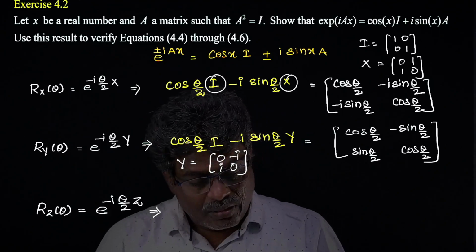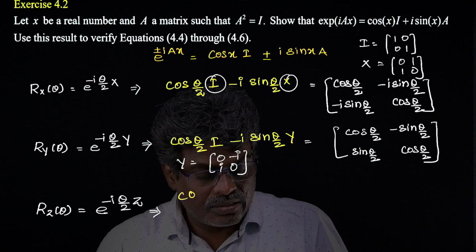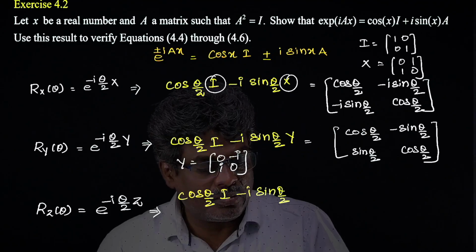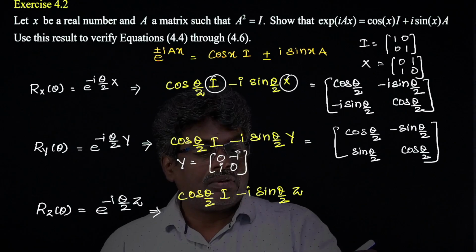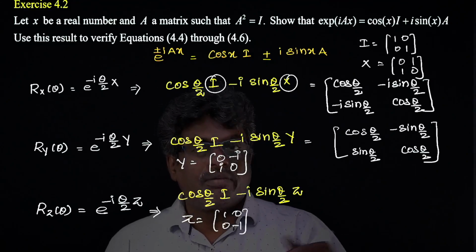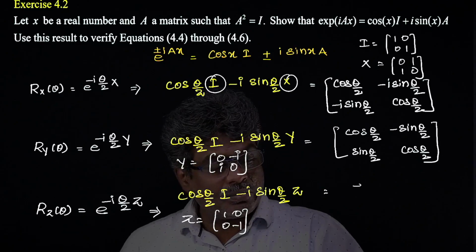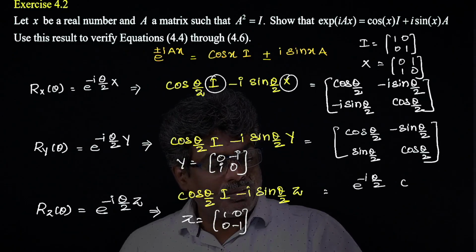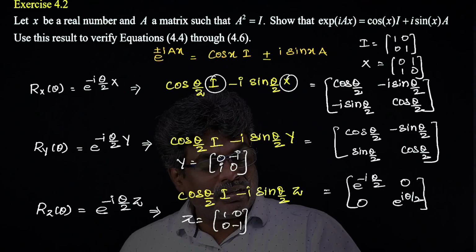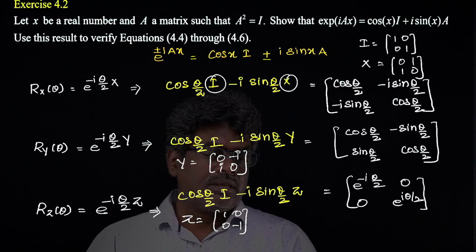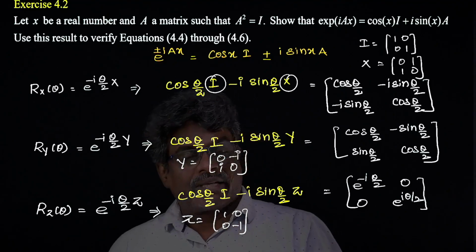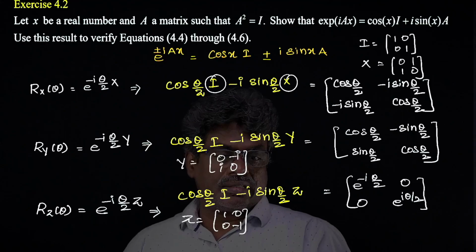Next, Z. Okay, so here similarly, this is cos theta by 2 I minus i sin theta by 2 Z. If you take the Pauli spin matrix Z, which is 1 0 0 minus 1, and substitute here, you will get e raised to minus i theta by 2, 0, 0, e raised to i theta by 2. So these are very important while we are constructing quantum gates. These are the rotational operators, rotational gates along the x, y and z axes. So please remember these matrices. Okay, thank you.